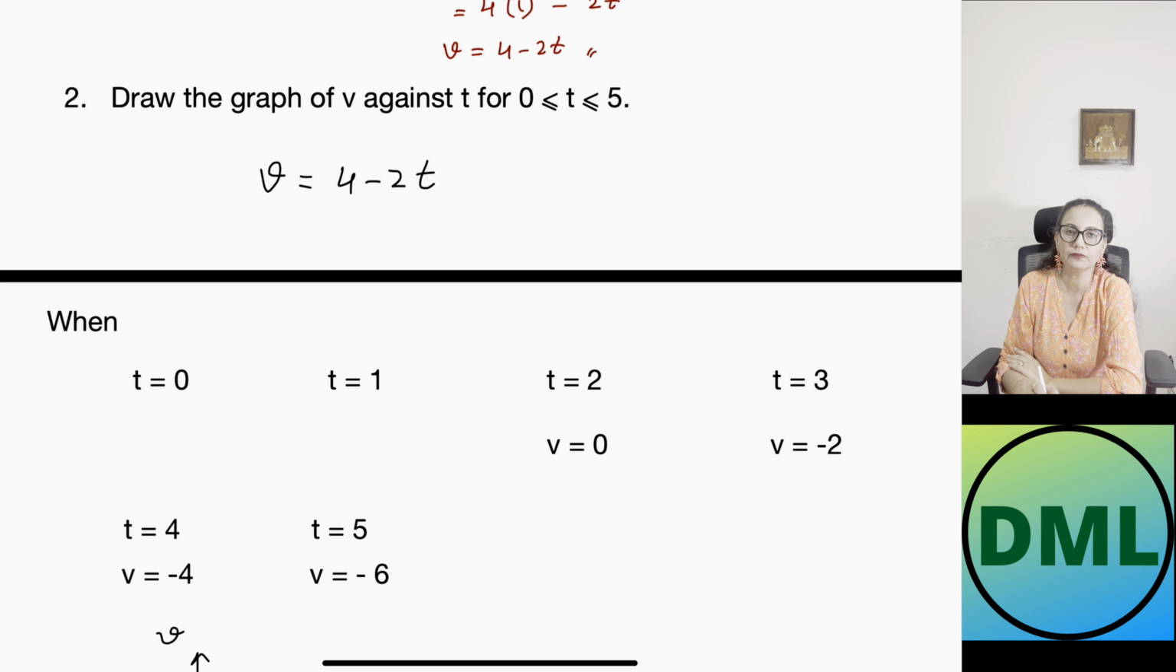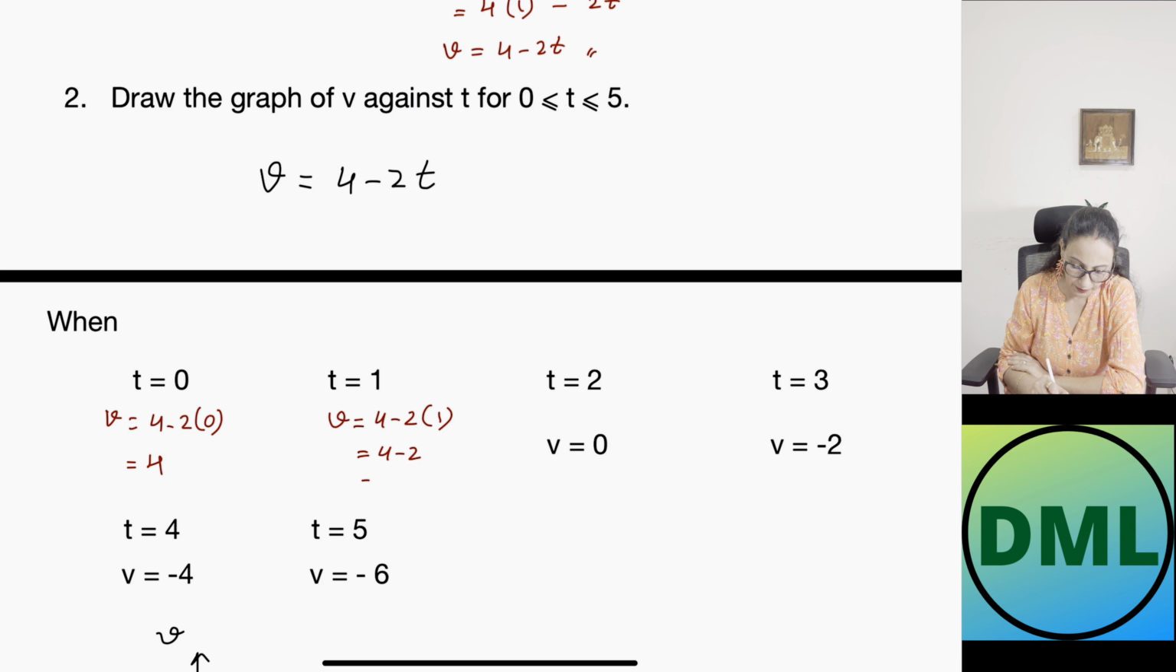Let's find out all the values of the velocities from time t equal to 0 to t equal to 5. When t is equal to 0, I need to substitute t equal to 0 here. The velocity will be given by 4 minus 2 times 0. My velocity will be 4. Let's substitute 1 here. Velocity will be given by 4 minus 2 times 1. This will be equal to 4 minus 2. My velocity is 2. In the same way, if you continue, when you substitute t equal to 2, your velocity will be 0. When you substitute t equal to 3, your velocity will be negative 2. When t is equal to 4, velocity will be negative 4.